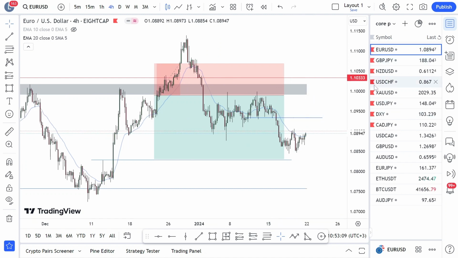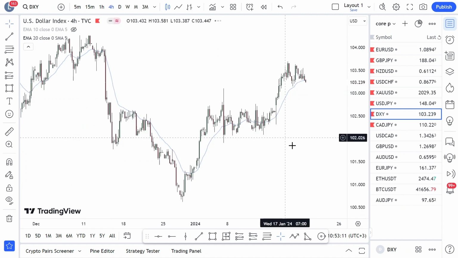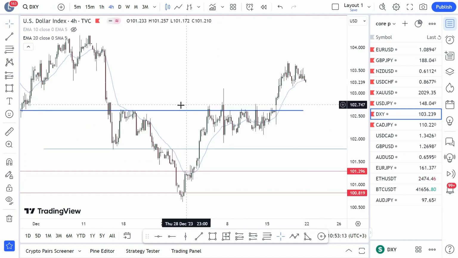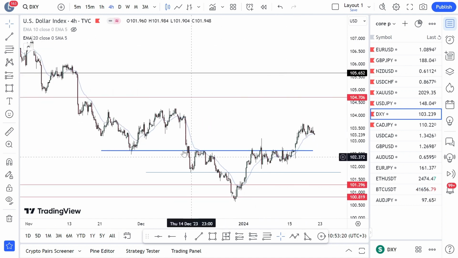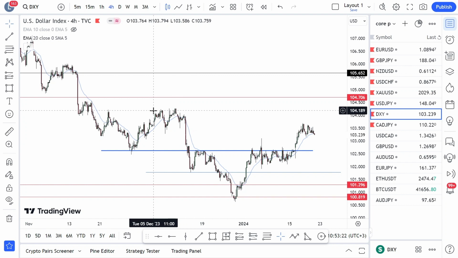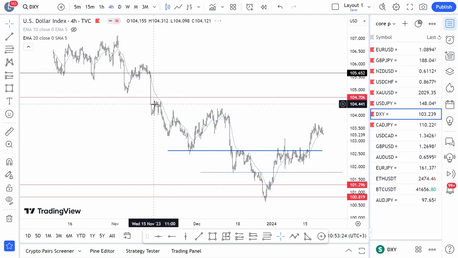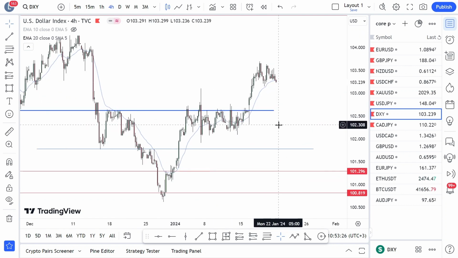So I'm actually closing the trade in anticipation of the dollar going at least lower for a while, just to retrace to the broken level around 102.60. But overall, I'm bullish on the dollar. I expect it to at least reach these highs of 104 and probably go higher.